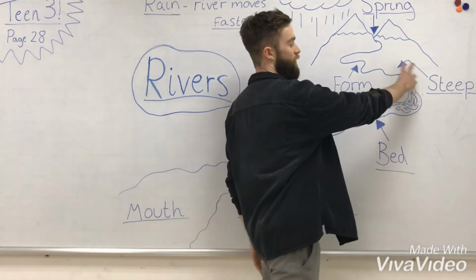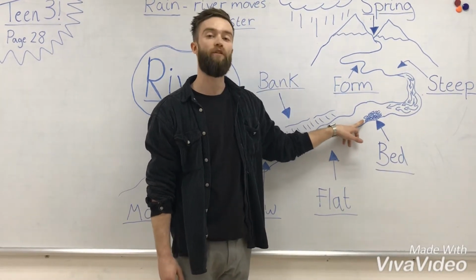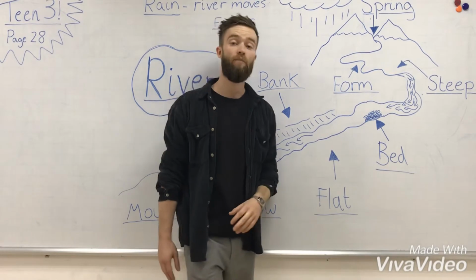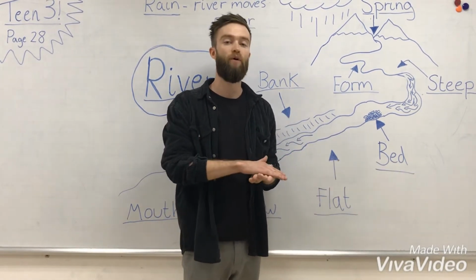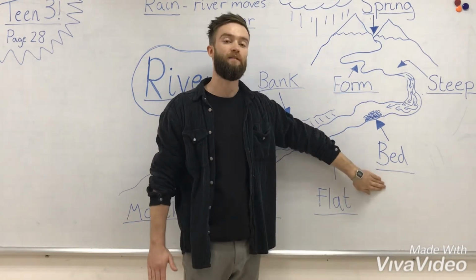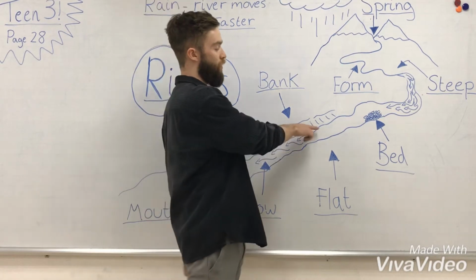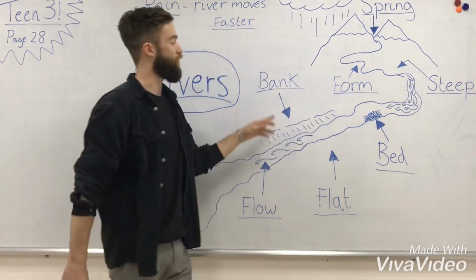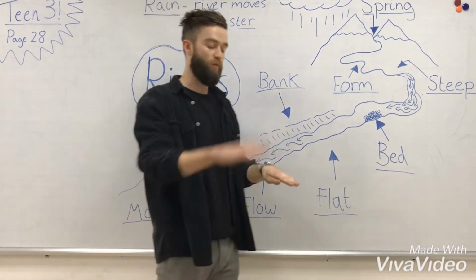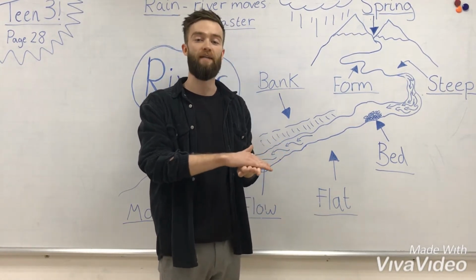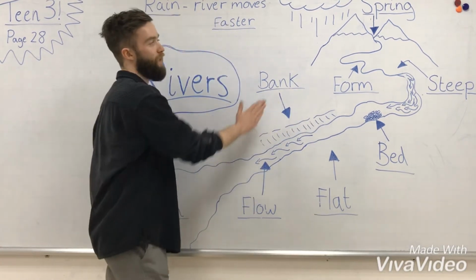Now, if we look further down the river, we can see the bottom of the river here. The bottom of the river is called the bed, okay? The bottom of the river, the bed. Now, the sides of the river are also steep, and we call this the bank, the river bank, okay? So the bottom of the river is the bed, the side of the river is the bank.